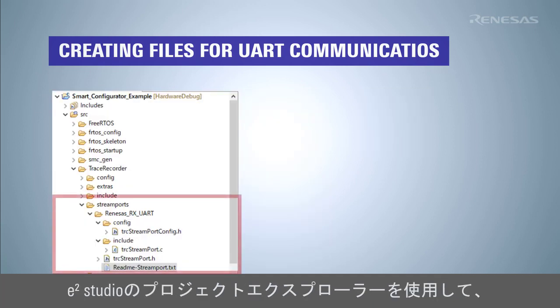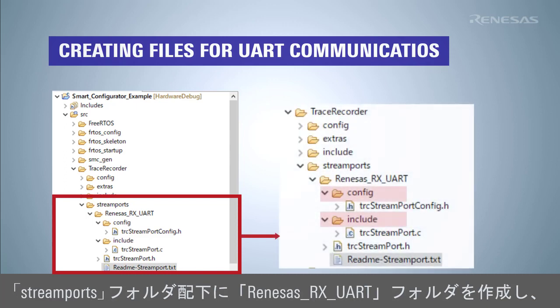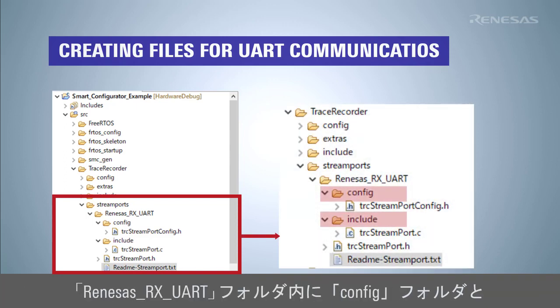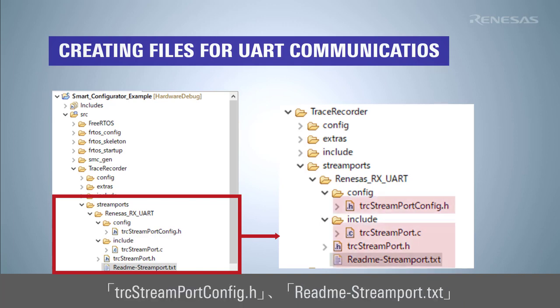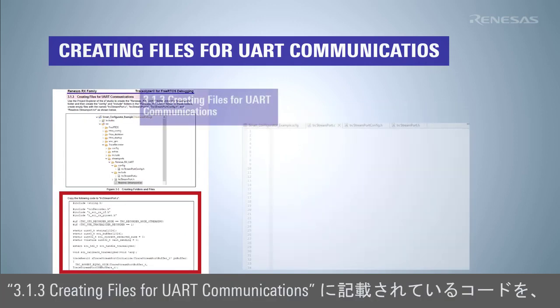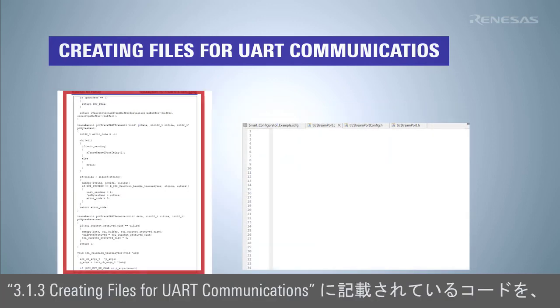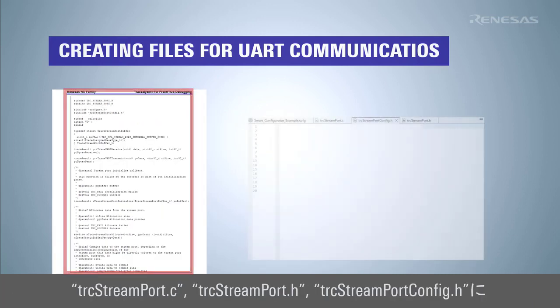By using the Project Explorer of the e² Studio, create the Renesas RX UART folder under the stringports folder, and then create the config and include folders in the Renesas RX UART folder. In these folders, create empty files named trcStringPort.c, trcStringPort.h, trcStringPortConfig.h, and readmeStringPort.txt.